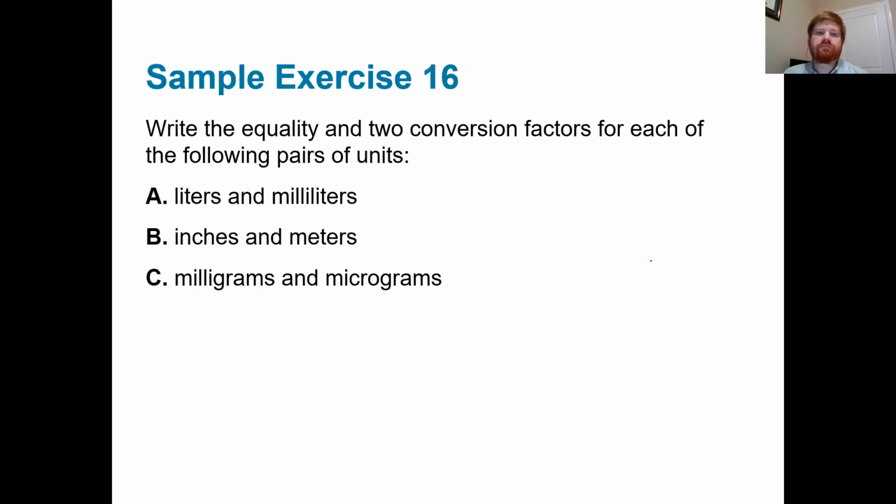Okay, so why don't you go ahead and give it a shot with sample exercise 16. Write first the equality that we've talked about, and then write the two conversion factors that you're going to need for each of the units. So A is liters to milliliters, B is inches to meters, and then finally milligrams and micrograms for C. So go ahead, give it a shot now. Pause the video, and when you come back, we will have the answers for you.